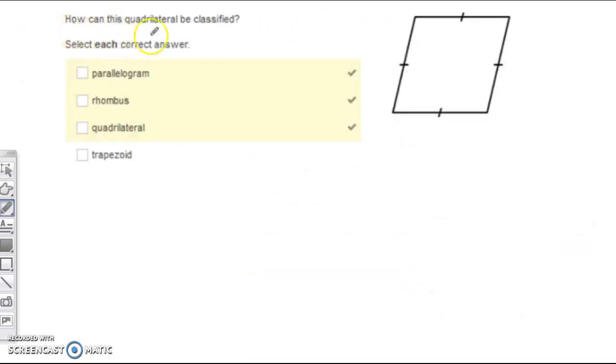Okie dokie. How can this quadrilateral be classified? Let's start with a parallelogram. The opposite sides are parallel, so ding, ding, ding. A rhombus has to be a parallelogram, but it also has to have 4 congruent sides. And this one does, because we have those 4 tick marks. A quadrilateral is just any 4-sided figure, and that does have 4 sides. A trapezoid is like this, where it has 1 set of parallel sides. So this one is not a trapezoid.